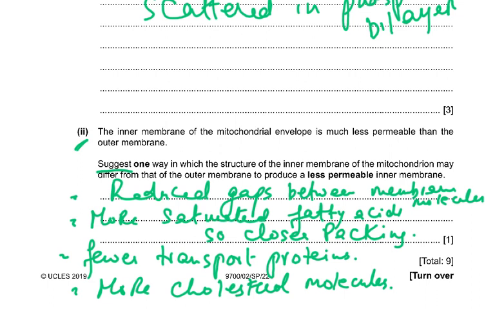So there has to be some reason for that, and that could be there could be reduced gaps between the membrane. There could be more saturated fatty acids, so there's a very closer packing. You see, if you remember, if there are unsaturated fatty acids, meaning there's a double bond, then there's a kink in the tail. The normal phospholipid bilayer should be like this, but in this case it will be like this. This is the saturated ones, and these are the unsaturated ones. So more saturated fatty acids, so closer packing, then there may be fewer transport proteins, or there could be more cholesterol molecules. So any of those answers, if you knew the function, only then you could have answered this part of the question.